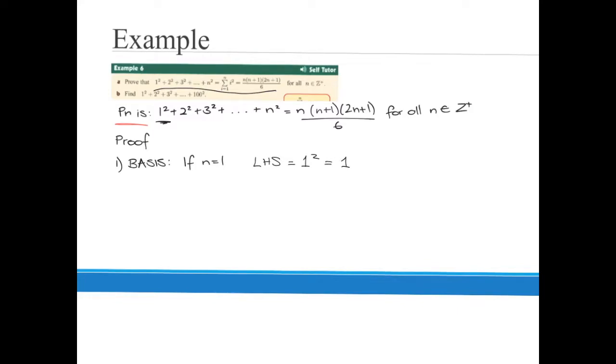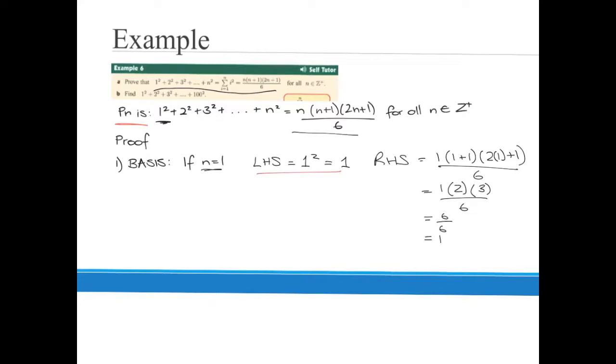Now the next step is we also need to look at the right-hand side. We know that n is equal to 1, so the right-hand side is going to be equal to 1 times (1 plus 1) times (2 times 1 plus 1), over 6. What's that going to give us? 1 times 2 times 3 over 6, which is 6 over 6, which is equal to 1. So you can see that both the left-hand side and the right-hand side are equal to the same thing. So therefore we can say that P1 is true, because it works for both sides.